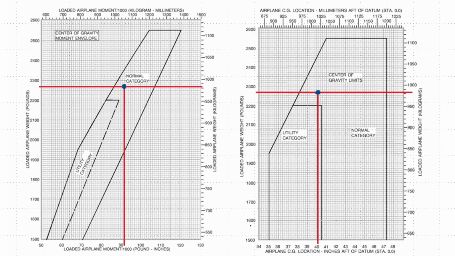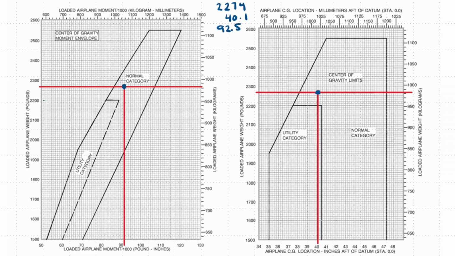Now let's determine if it's in limits. So just to make this easier, maybe I'll just write the weight of our plane up here. Okay, so 2,274. The arm is 40.1. And then the moment is 92.5. Okay? And just for time's sake, I did draw the lines out, but I'll just walk you through it really quickly. So this one here on our left uses the loaded airplane weight, which you can see here on the y-axis, and then it uses the loaded airplane moment.